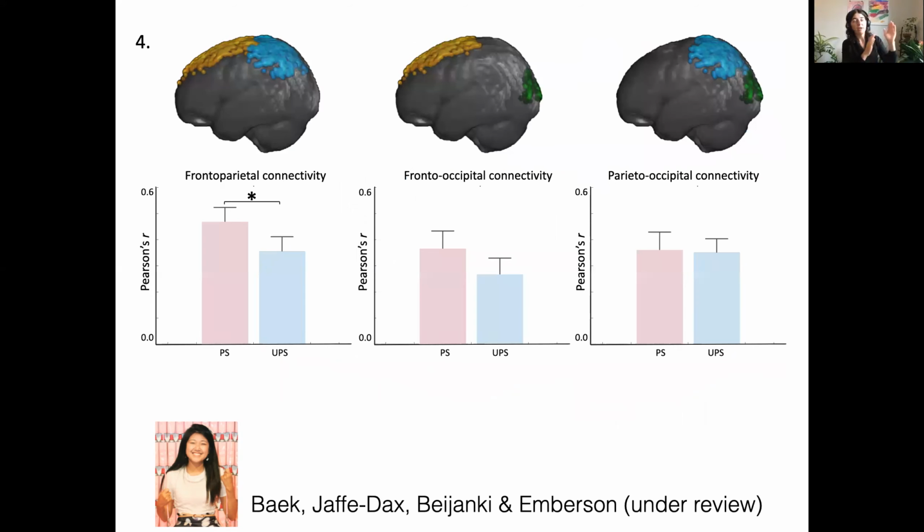So here are our different regions of interest combined here. We have frontal parietal connectivity, and we see decent connectivity in both conditions, but we see more connectivity in the predictable, that's the PS. We see decent frontal occipital connectivity, and there is more numerically during the predictable condition, but it doesn't reach statistical significance. And we don't see any difference at all in connectivity in the parietal occipital regions together.